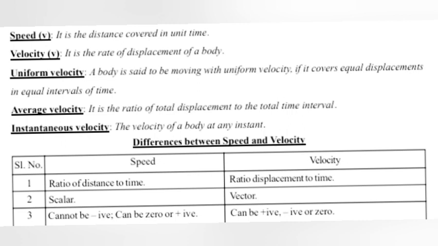Difference between speed and velocity. Speed: ratio of distance to time. Velocity: ratio of displacement to time. Speed is a scalar quantity and cannot be negative; it can be 0 or positive. Velocity is a vector quantity and can be positive, negative or 0.